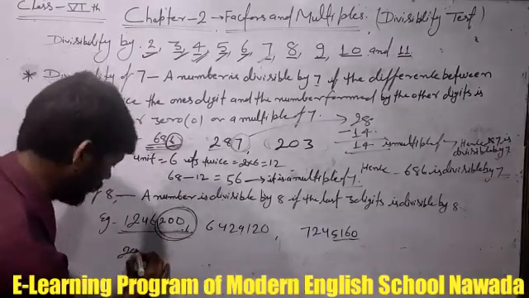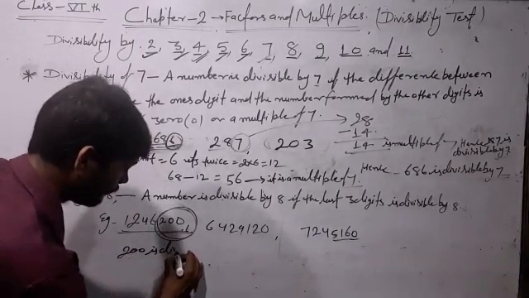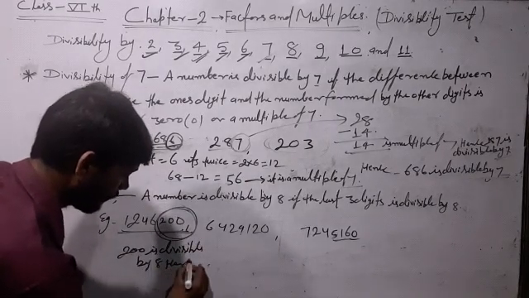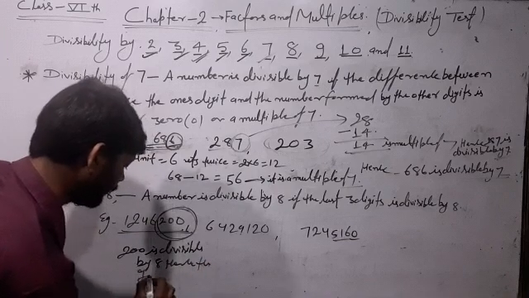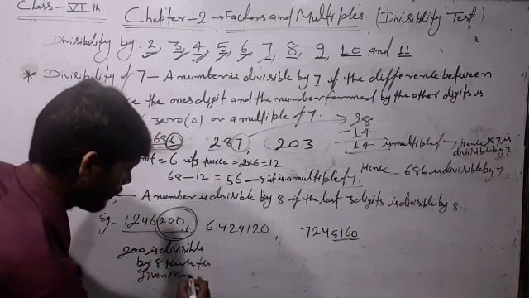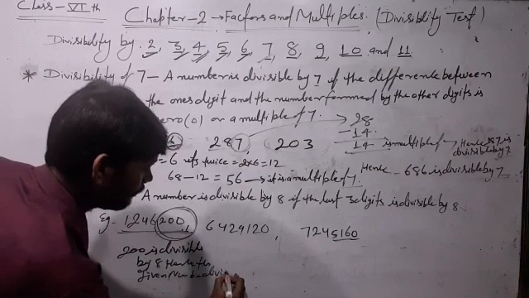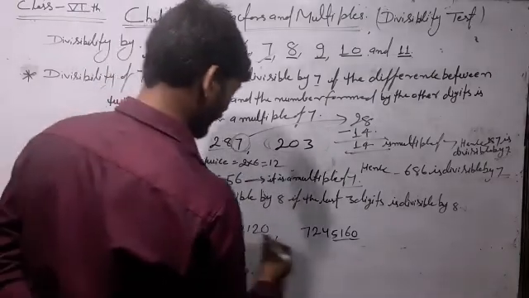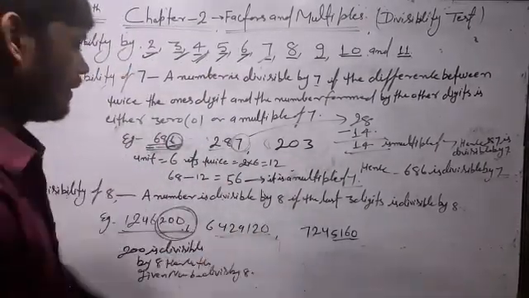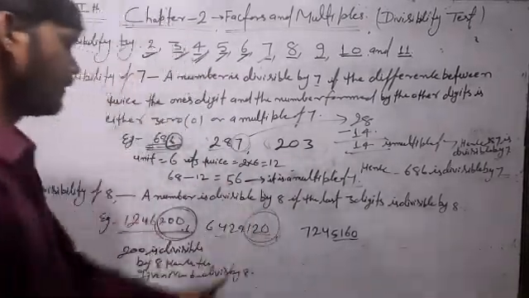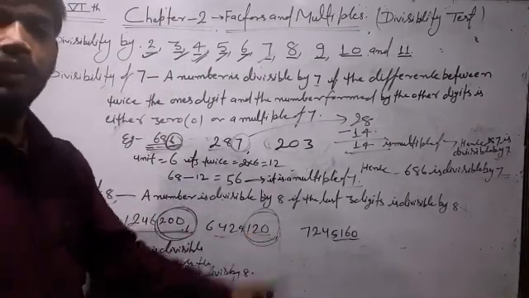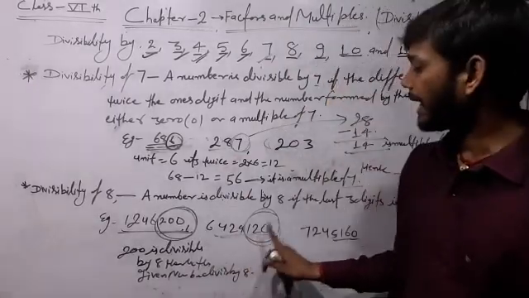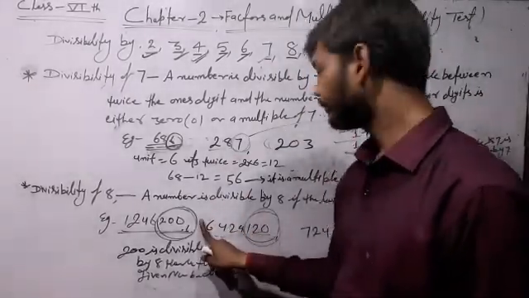200 is divisible by 8. Hence, the given number is divisible by 8. You observe in this number, its last 3 digits are 120, and 120 is also divisible by 8. That means this number is divisible by 8.